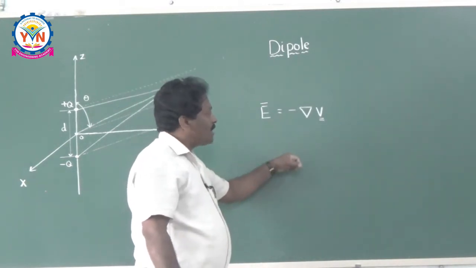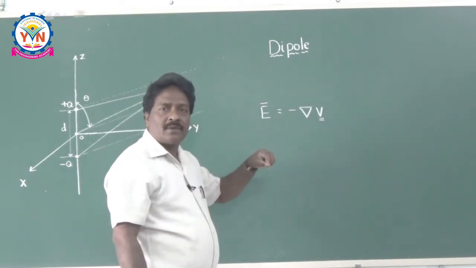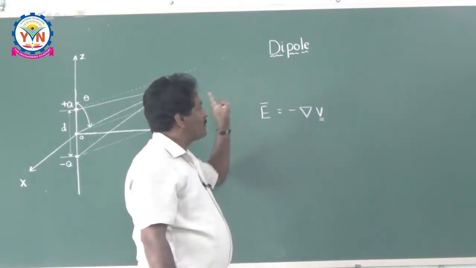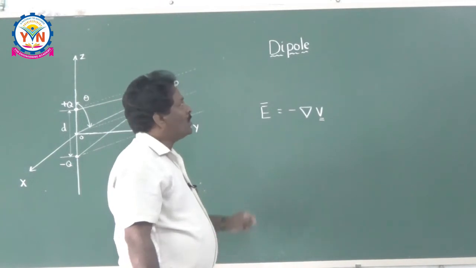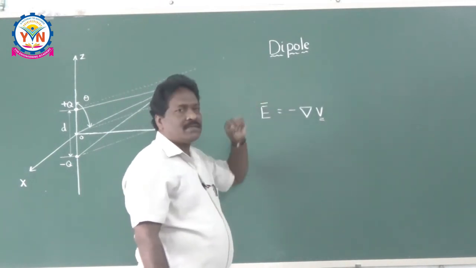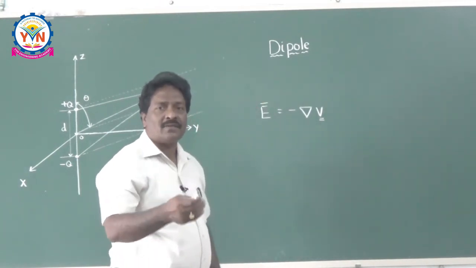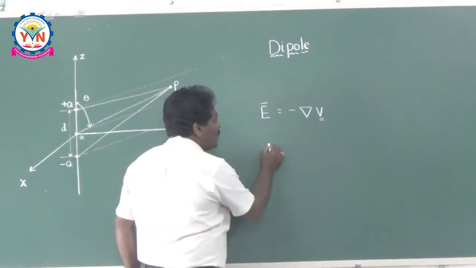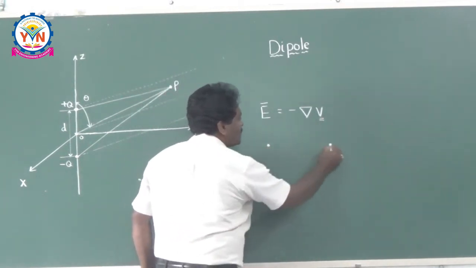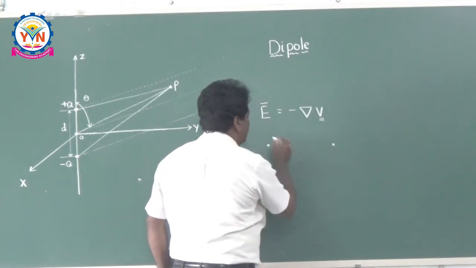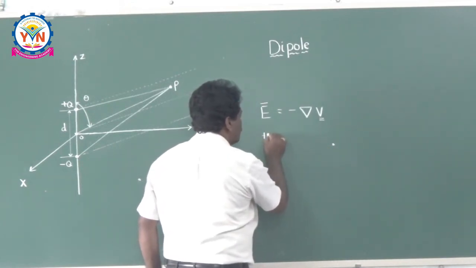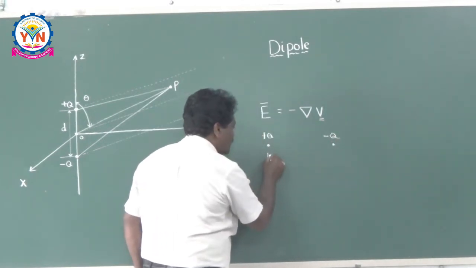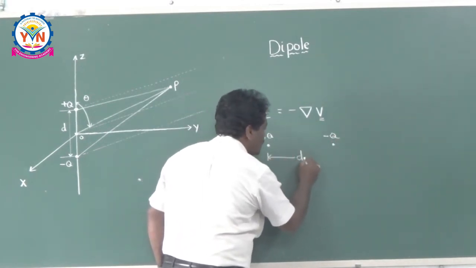And now in this class, we are going to see the concept of a dipole. Dipole is nothing but the application of your potential. So before going for this derivation, let me say what is the definition of the dipole. Dipole means very simple: two equal and opposite charges separated by some distance d, that means one is plus q and the other one is minus q, separated by some distance d, is nothing but a dipole.